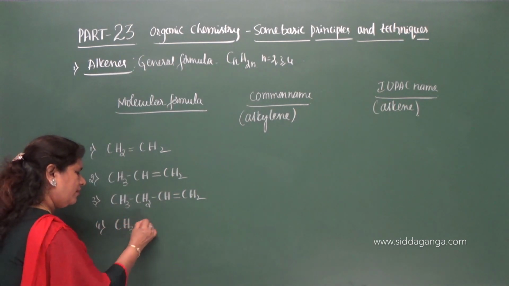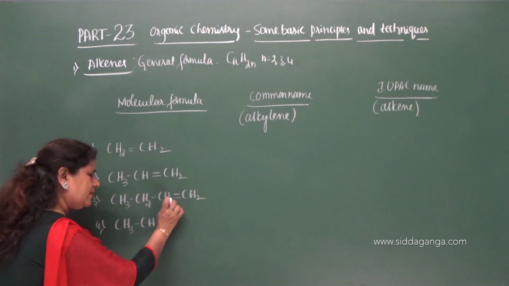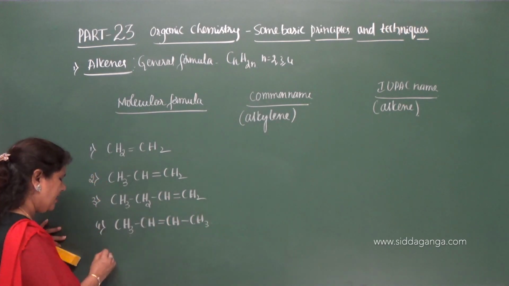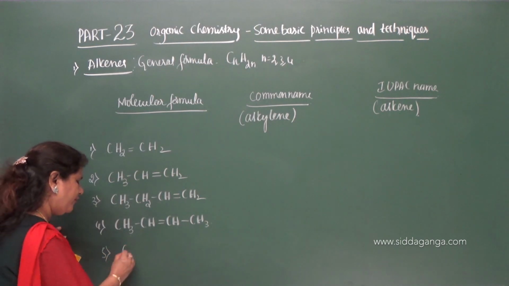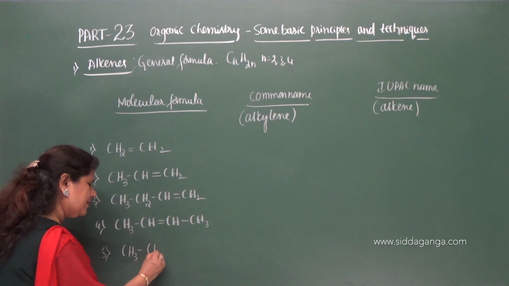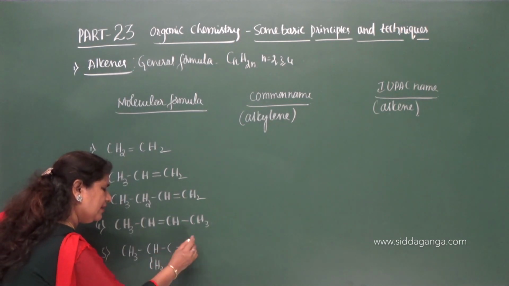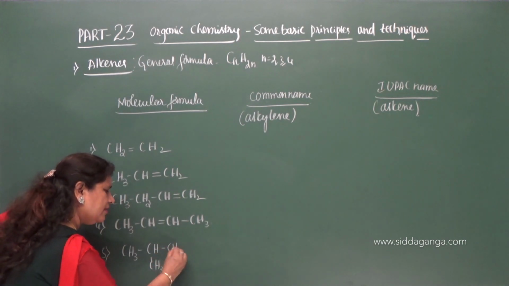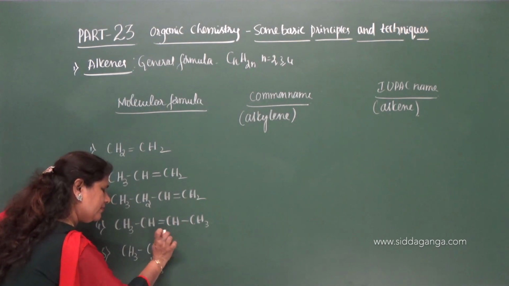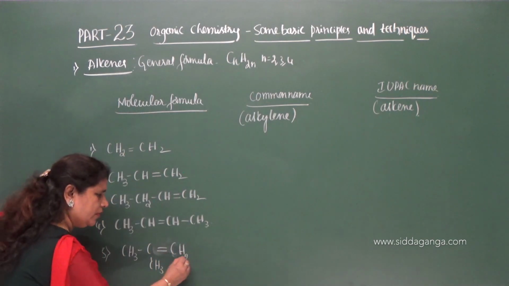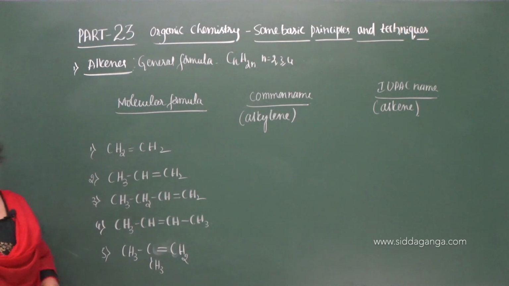Fourth one, CH3CH double bond CHCH3. Fifth one, CH3CH, CH3, CH, this one C double bond CH2. So this is the fifth compound.